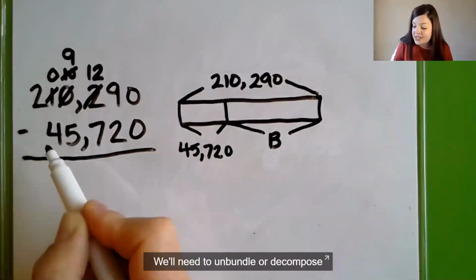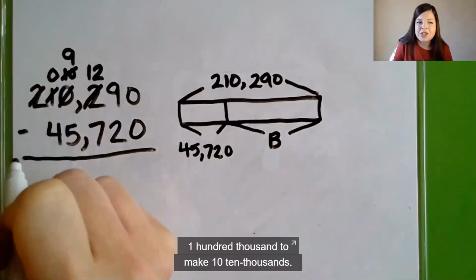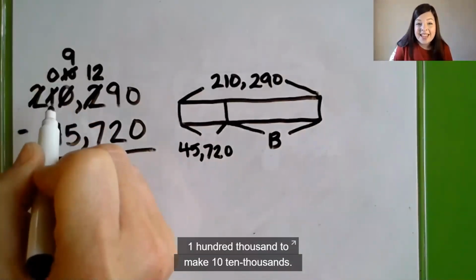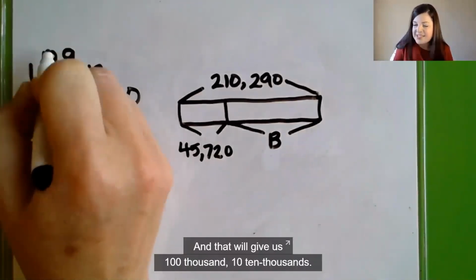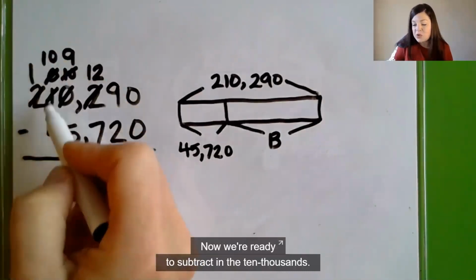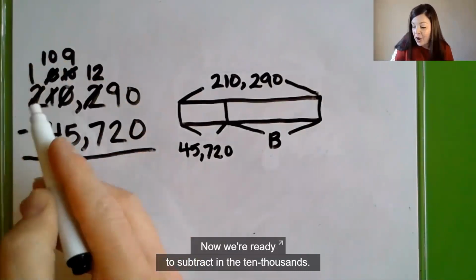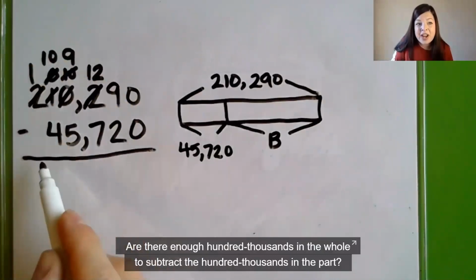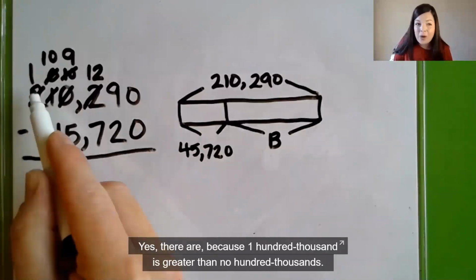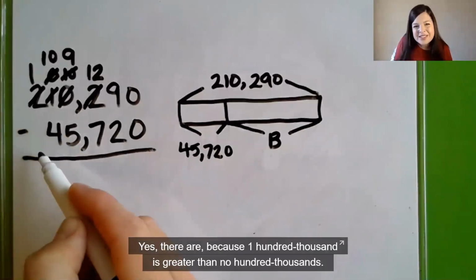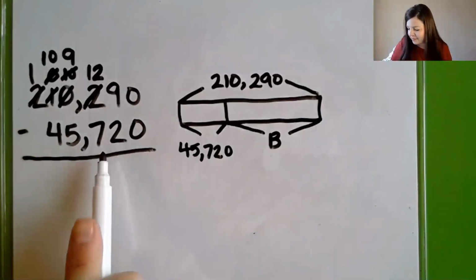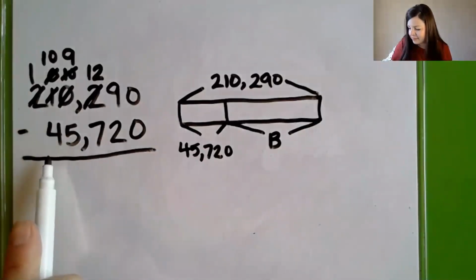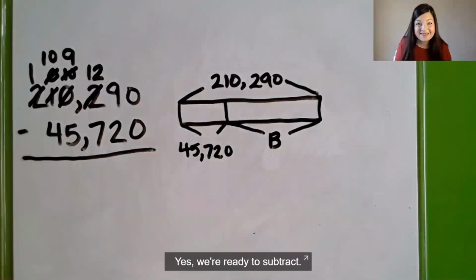We'll need to unbundle or decompose 100,000 to make 10 10,000s. And that will give us 100,000, 10 10,000s. Now we're ready to subtract in the 10,000s. Are there enough 100,000s in the whole to subtract the 100,000s in the part? Yes, there are because 100,000 is greater than no 100,000s. So are we ready to subtract? Yes, we're ready to subtract.